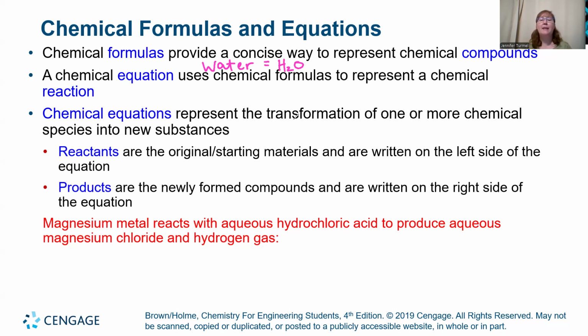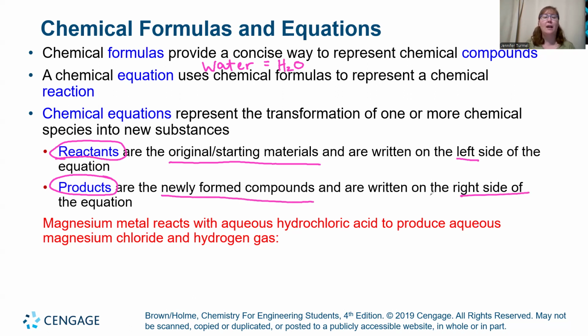Chemical equations represent the transformation of one or more chemical species into new species. So your reactants, right here, these are your original or starting materials and are always written on the left side of the equation. And then you have your products, and the products are the newly formed compounds and are written on the right side of the equation.